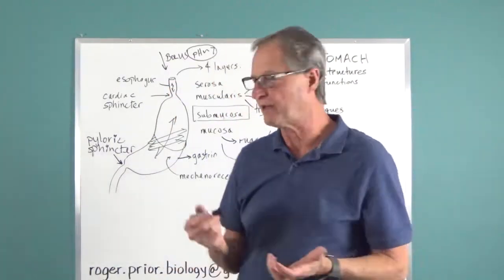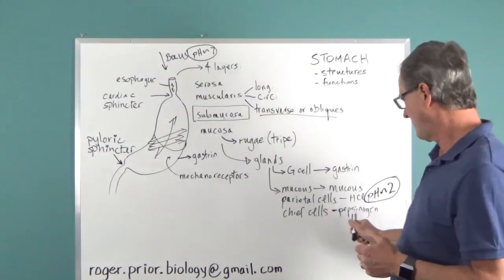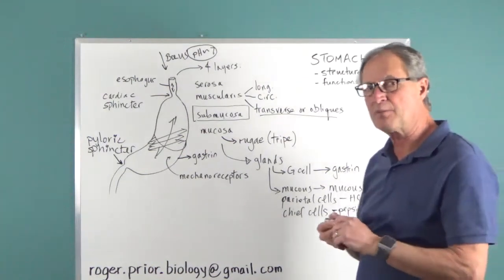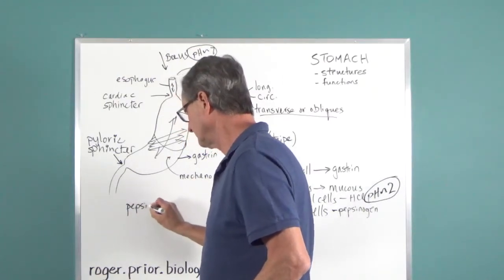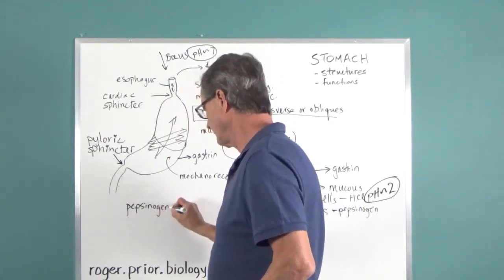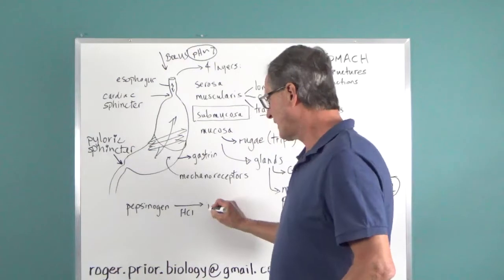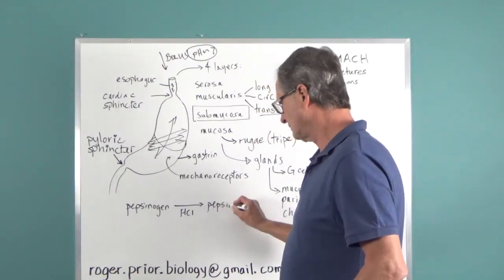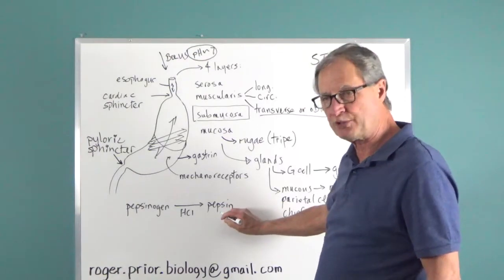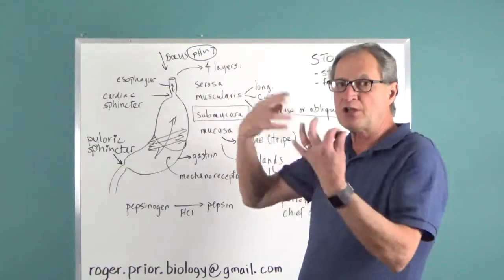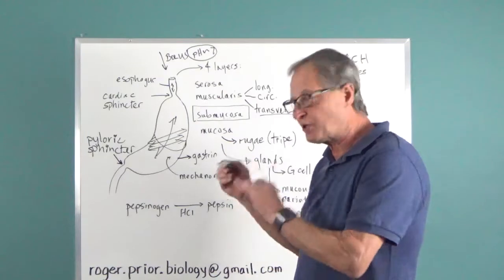Chemical digestion in the stomach is a result of the activity of pepsinogen. Pepsinogen and hydrochloric acid combine. Here's what happens. Pepsinogen reacts with the hydrochloric acid and becomes pepsin. Pepsin is an enzyme that breaks down protein. The protein's denatured, it's lost its tertiary structure, and pepsin works on it, breaks it up into smaller pieces.